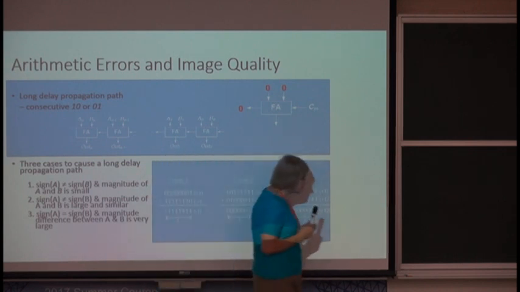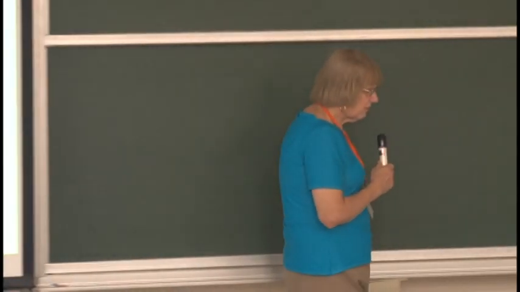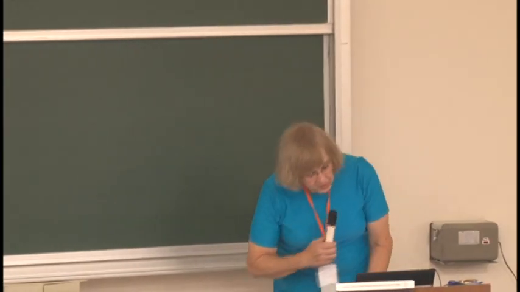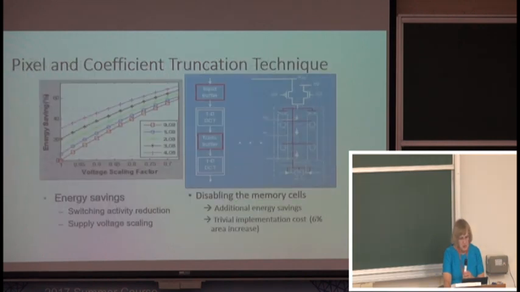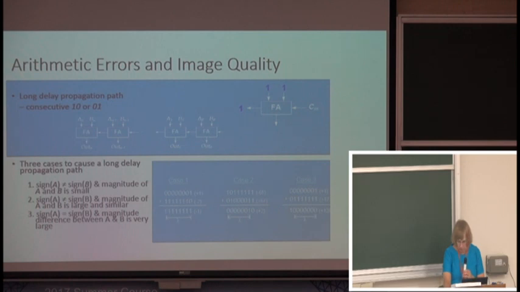For those cases, you have to look at the application and ask how frequent they are. In the case of DCT, they're not extremely frequent. If you were going to use this for neural networks, you'd want to look at the statistics of the values you're using and see how common they are.